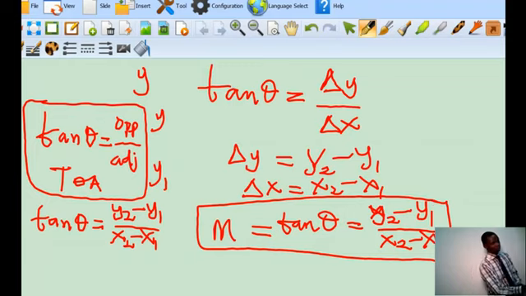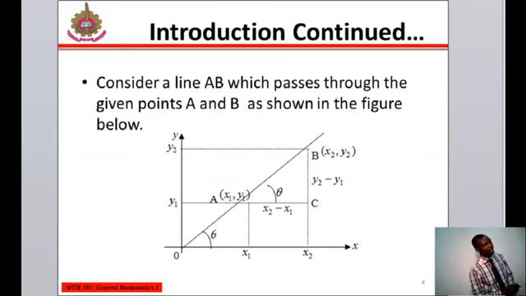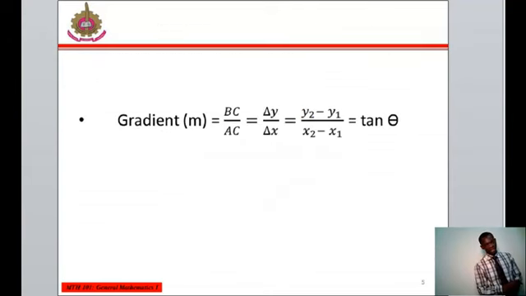So let's go back to our slide. That was how we came across this expression, gradient m is equal to y2 minus y1 over x2 minus x1, which is equal to tan theta. So from this expression, you can obtain your theta by making theta the subject of the formula.